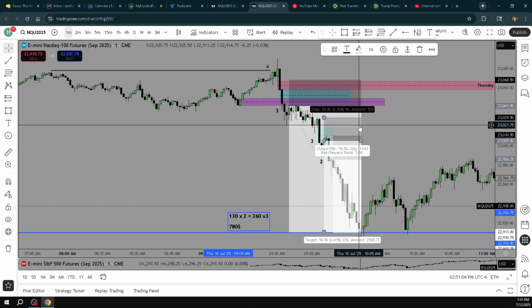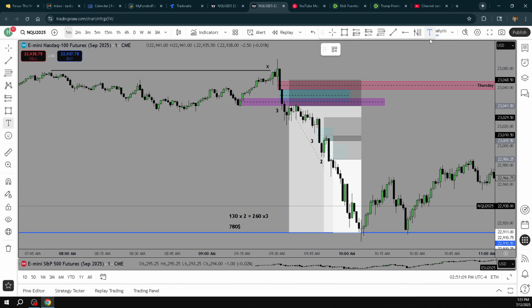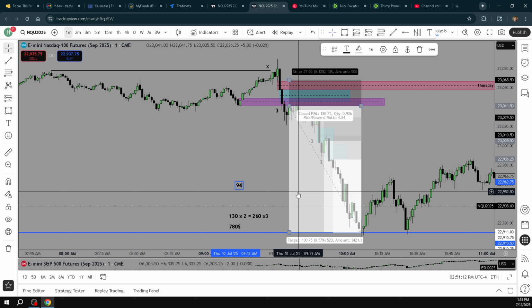Now, let's take it from the second position. That'd be 94 points. 94 times 2 equals 188, and then times 3 contracts on the second one as well. Let's just round it to 190. So that would be 270 plus 300, 570. I believe that's right. So 570 on the second position.